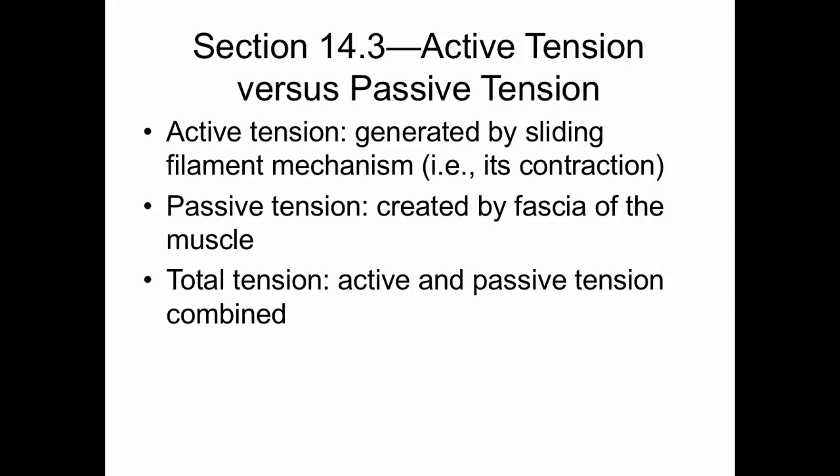Active tension versus passive tension. Active tension is generated by a sliding filament mechanism, for example, contraction. Passive tension is created by fascia of the muscle. Total tension is active and passive tension combined. In this situation, it may help to think of passive tension as a rubber band. When a rubber band is stretched, it's naturally elastic, and it creates a pulling force that will pull on whatever is holding the band in the stretch position.